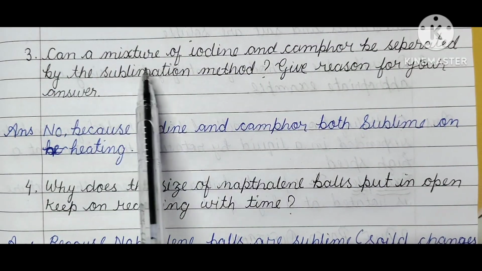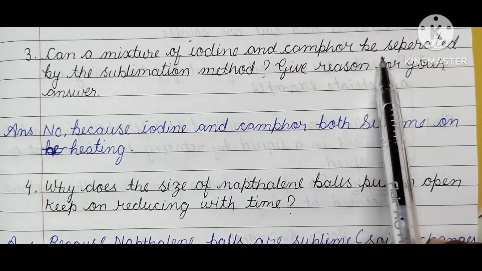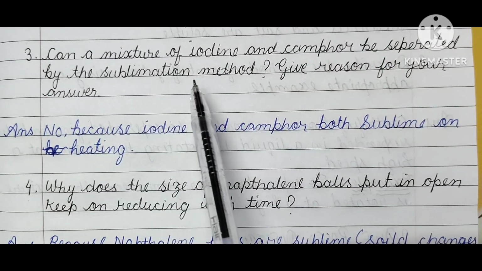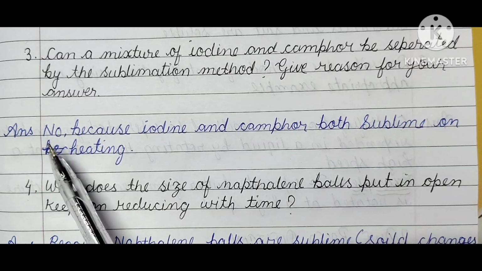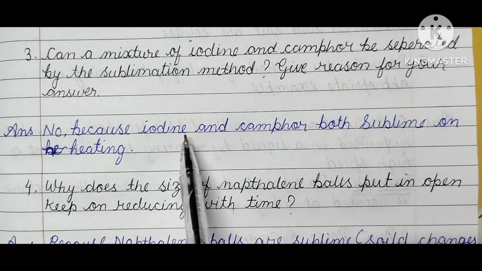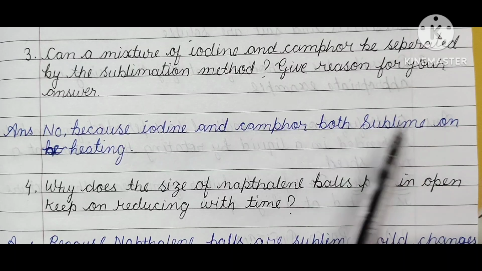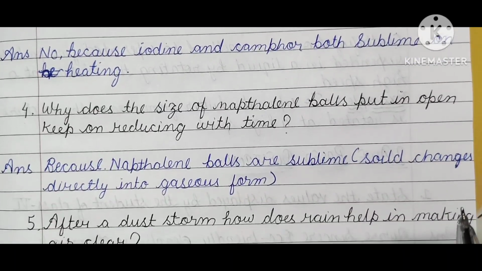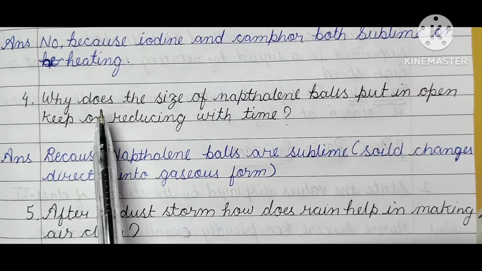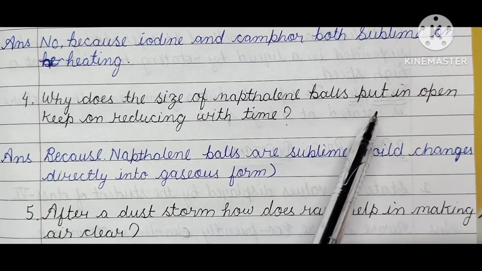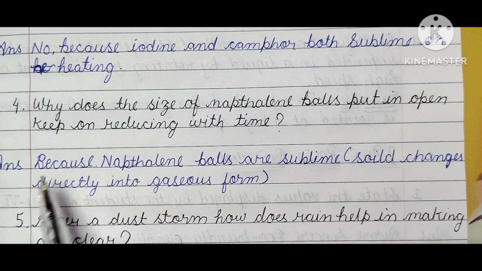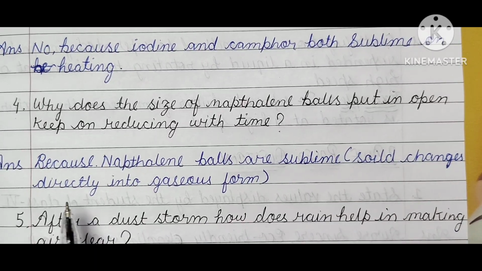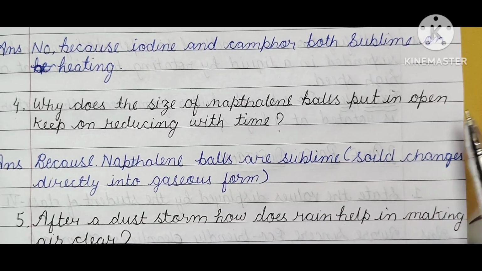Third, can a mixture of iodine and camphor be separated by the sublimation method? Give reason for your answer. Answer. No, because iodine and camphor both sublime on heating. Fourth, why does the size of naphthalene balls put in open keep on reducing with time? Answer. Because naphthalene balls sublime, solid changes directly into gaseous form.